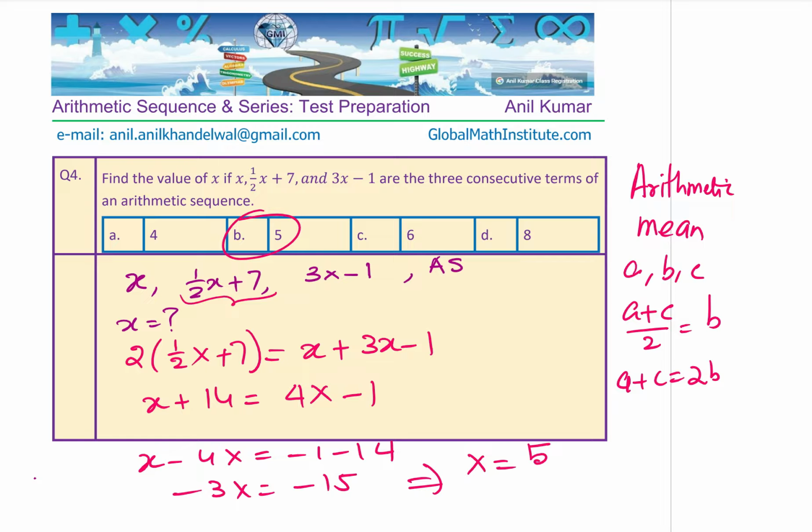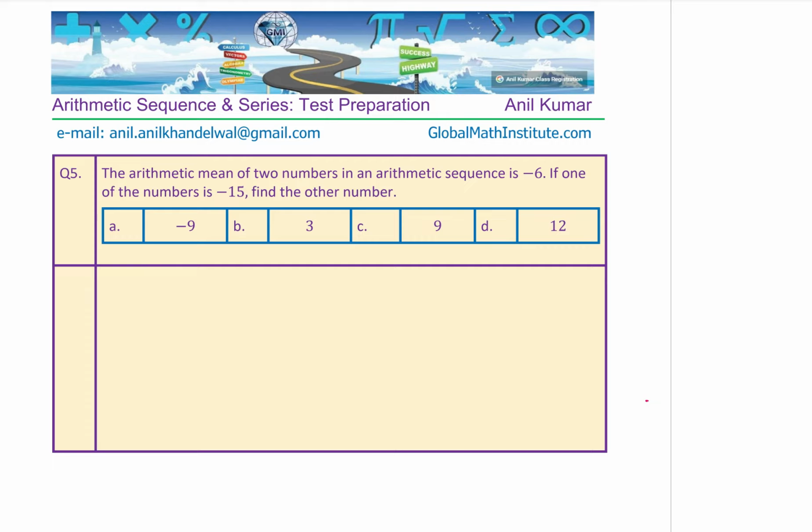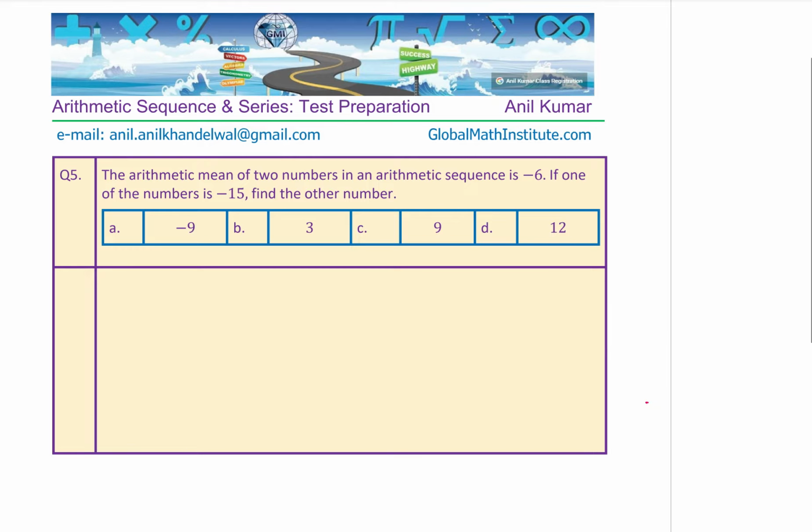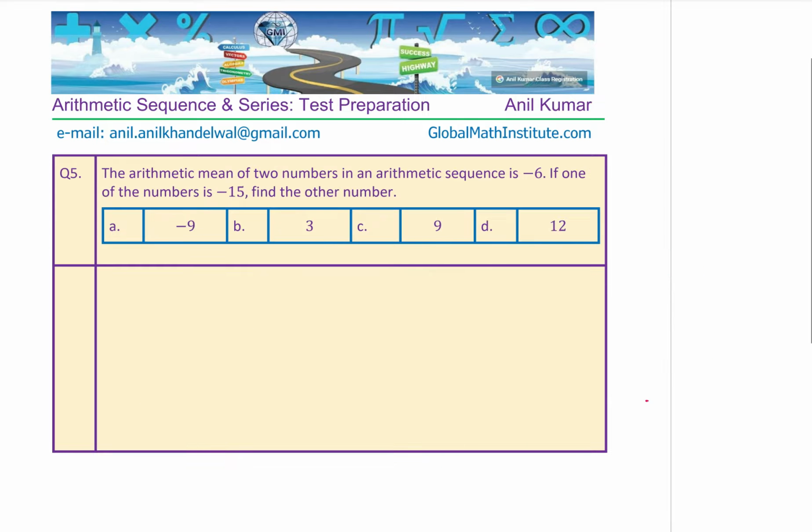Is that clear to you? So that is how you can answer this particular question. So we have used the formula for arithmetic mean. Now here is question number 5.